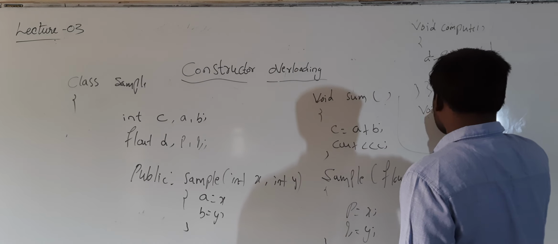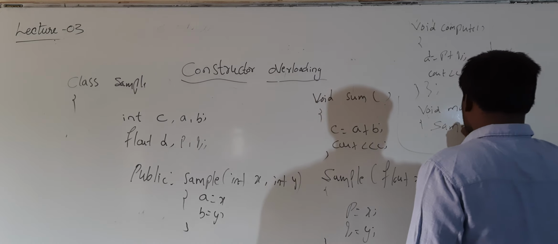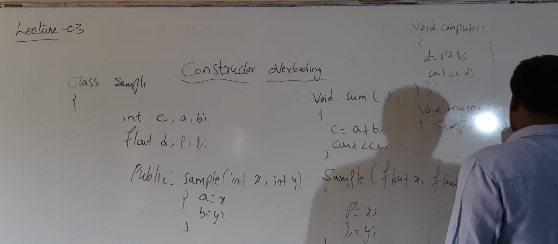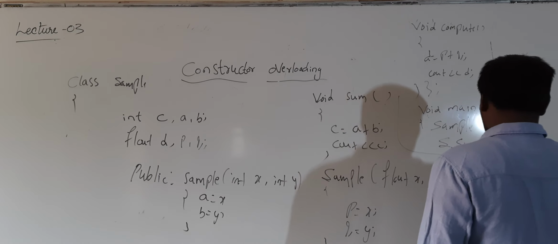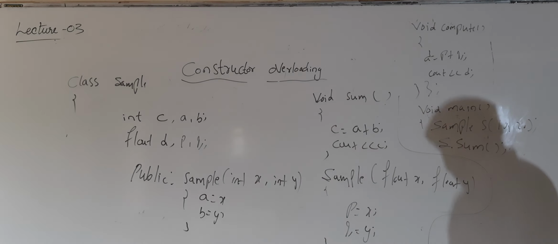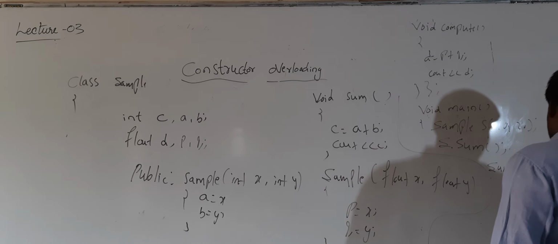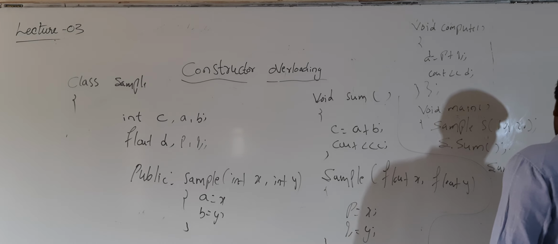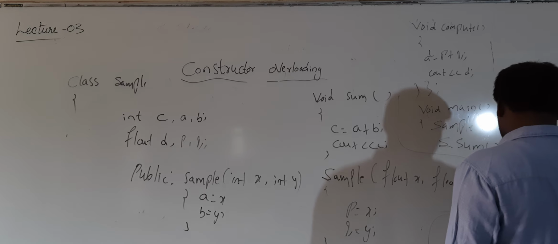Void main. Sample s(10, 20). So s dot sum. Next Sample r(5.5, 3.5), r dot compute.